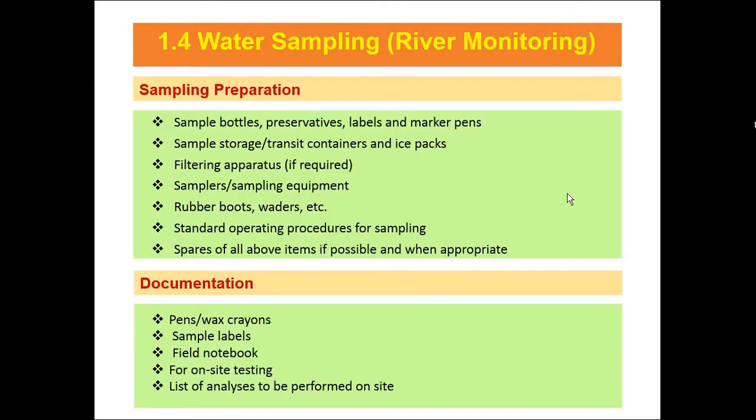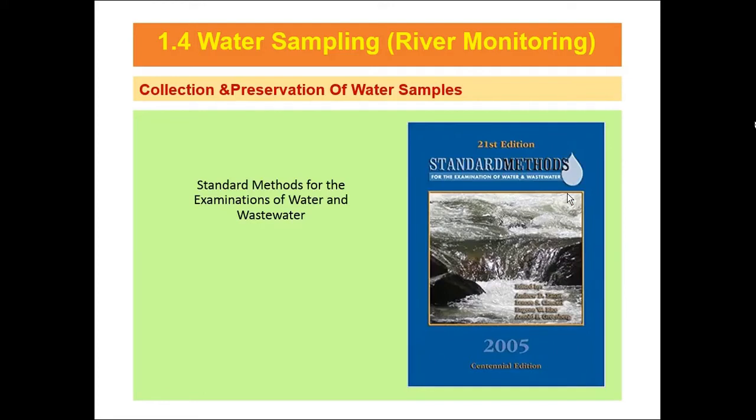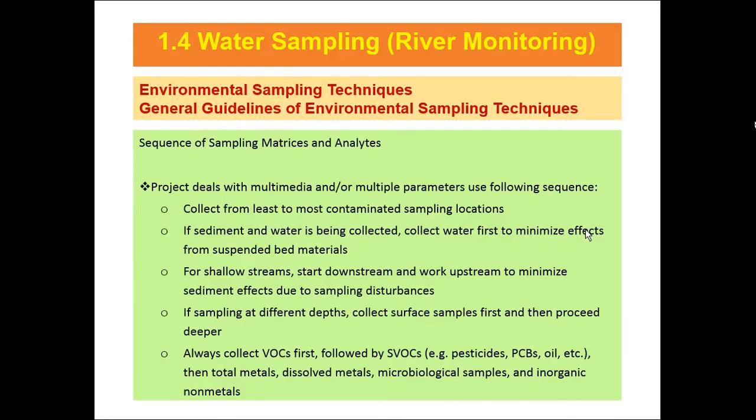After that you need to prepare the bottle, storage, filter, sampling, rubber bottle and so on. And documentation: pen, sampling film, notebook, and for on-site tests, analysis to be performed on the site. For the collection and precision of the sample, you can refer to the standard method I mentioned earlier, for example how they measure BOD using the standard method. This standard method has the way or standard you need to follow for the collection and preservation of the water sample.